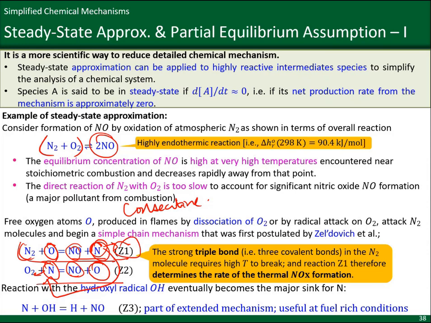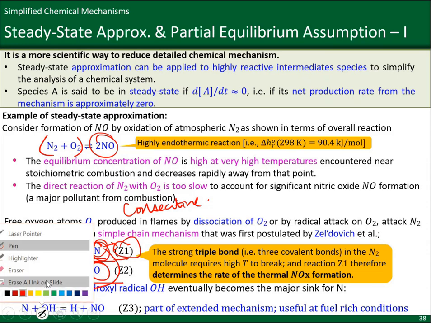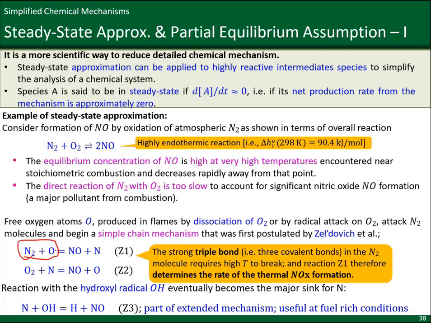Now, when we look at these two reactions, in the first reaction, an oxygen atom is attacking a nitrogen molecule, and as I said, the nitrogen molecule has a triple bond. In the second case, a nitrogen atom is attacking an oxygen molecule, which has a double bond. The more the bonds, the more difficult it is to break, and the more difficult it is to break, the slower the reaction is. That's basically how it all works. So when you look at these two reactions, Z1 and Z2, the reaction Z1 is slower.